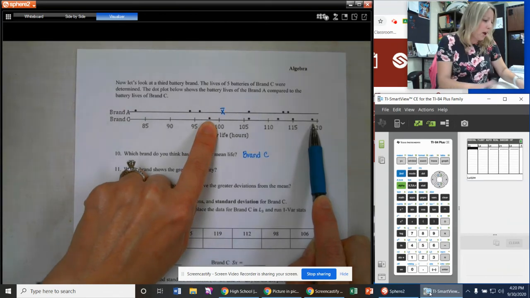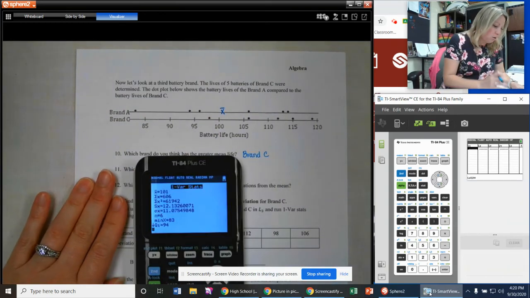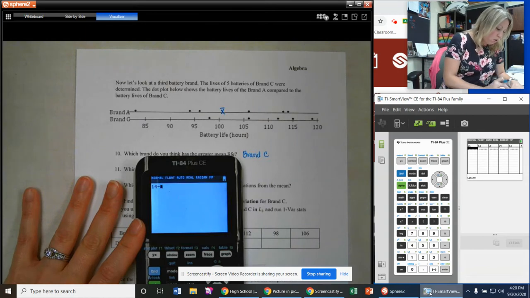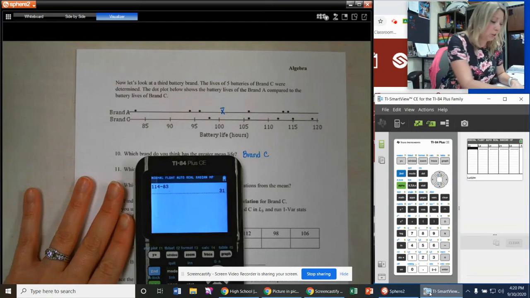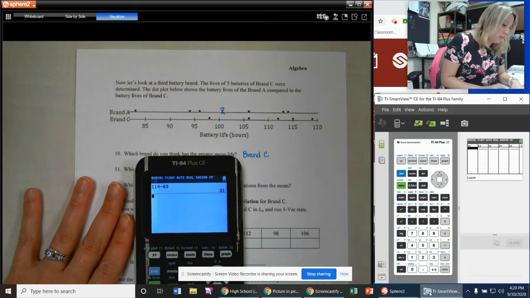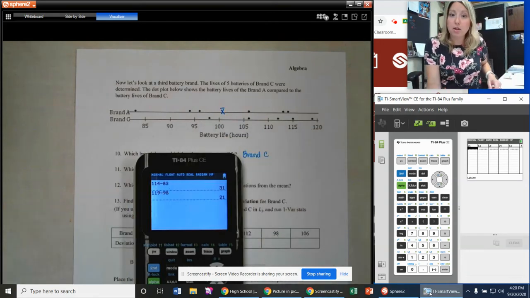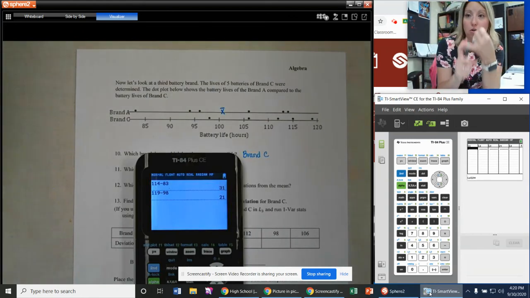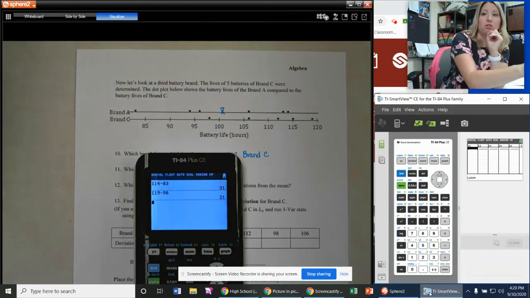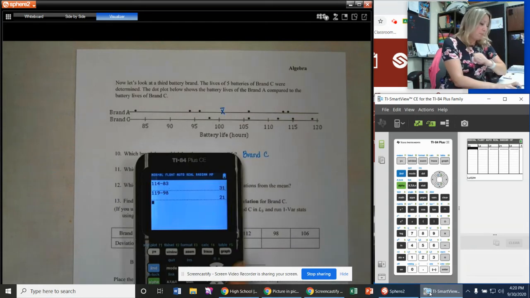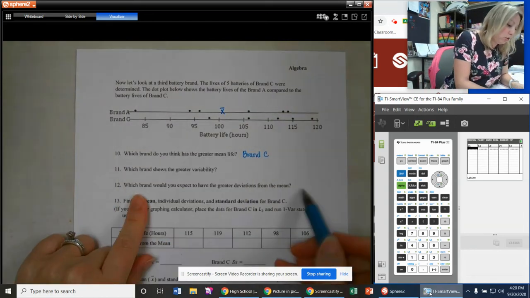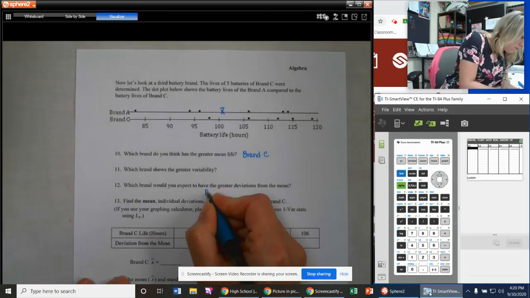And here up to 119? Okay, so let's do a real quick calculation on 114 minus 83. What do we get? The range for this battery brand is 31. Brand A, it's 31 as a range. Let's look at brand C real quick. We're looking at about 119 all the way down to 98. Look at that. Less variability. Its standard deviation is going to be less than the standard deviation for brand A. Okay, which brand do you expect to have greater deviations? Brand A.